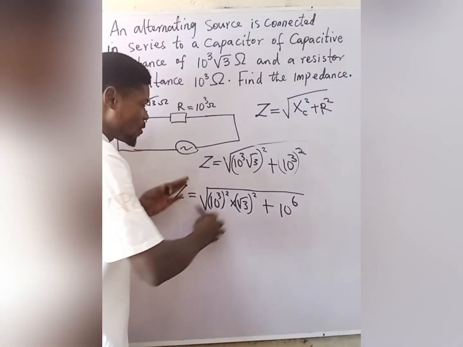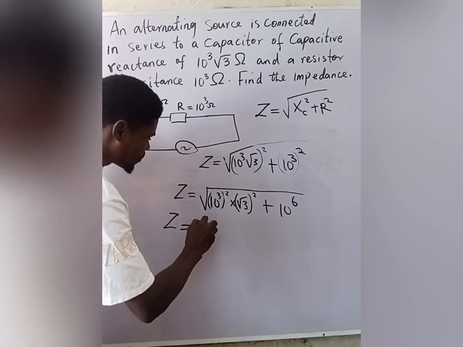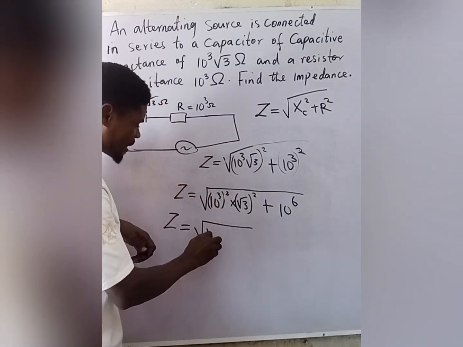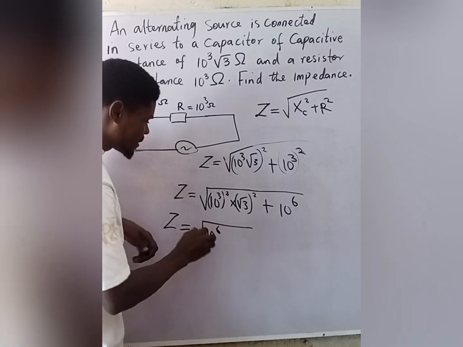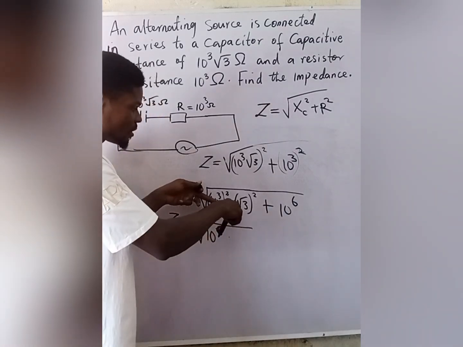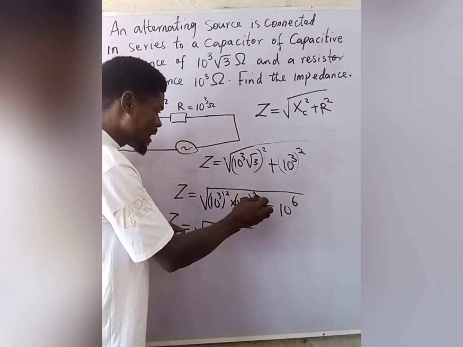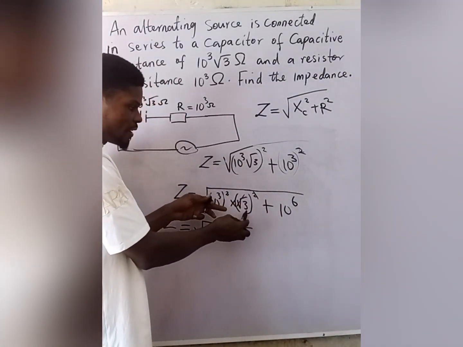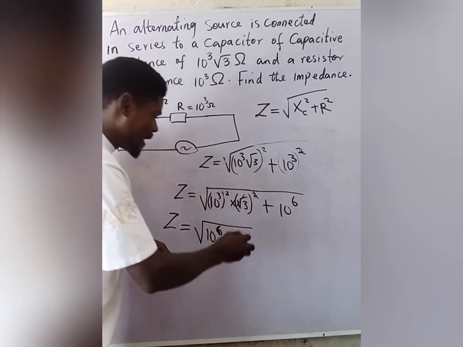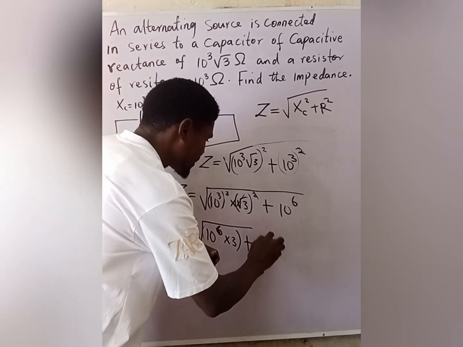So going further, we now have that our impedance Z is equal to the square root of 10 raised to power 6, multiplied by the square root of 3 raised to power 2. This square will cancel the square root, and what we have left is 3. So we have 3 here, plus 10 raised to power 6.